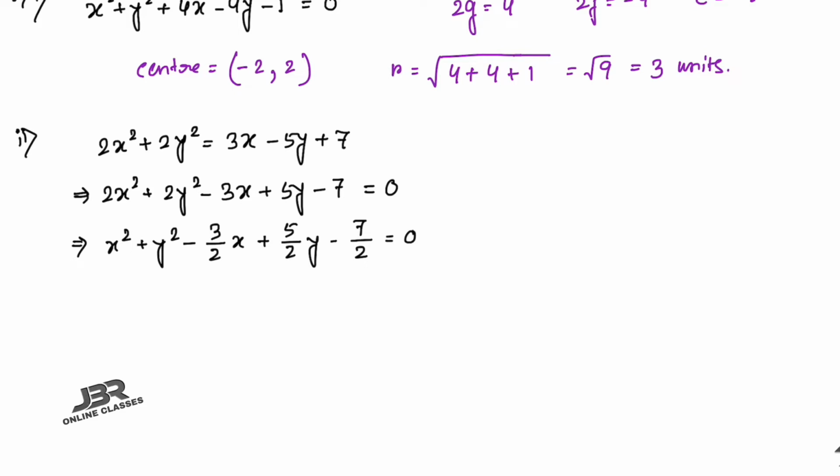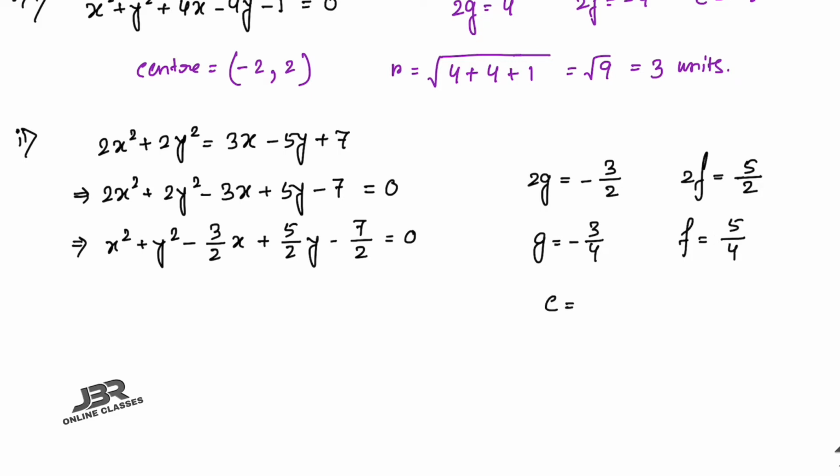So this equation definitely represents a circle, and if you compare this equation, here 2g equal to minus 3 by 2, 2f equal to 5 by 2. So that means g equal to minus 3 by 4, f equal to 5 by 4 and c equal to minus 7 by 2. So that means center equal to (plus 3 by 4, minus 5 by 4).